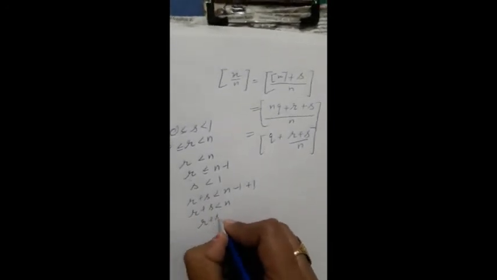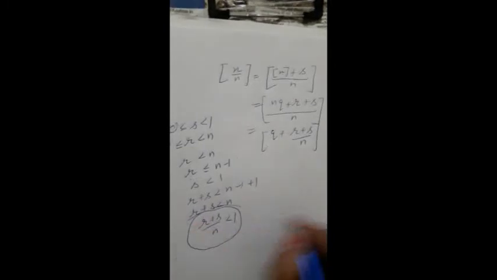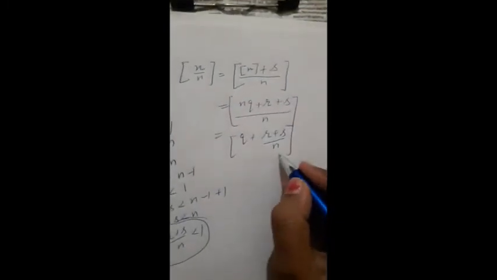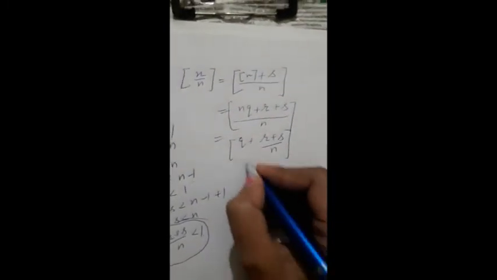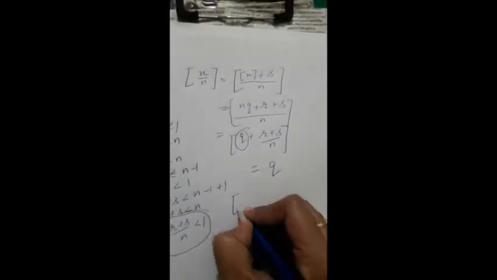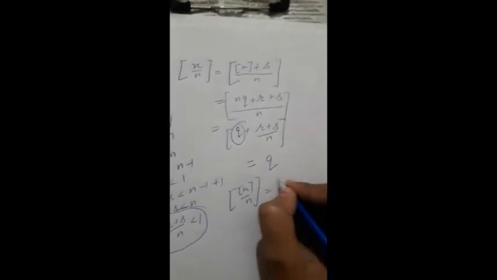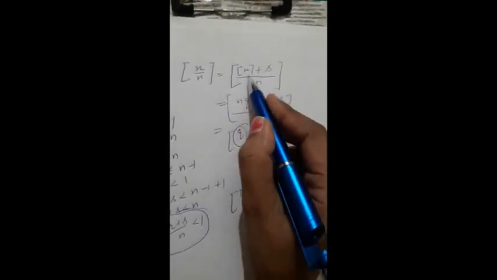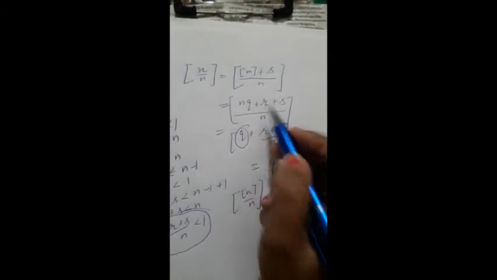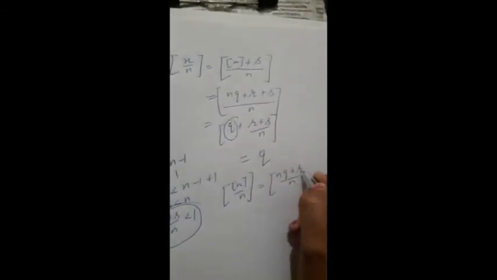That means r plus s by n is less than 1. So it is a decimal number. That means it is the fractional part. So what is the integer in it? Its integer is q. Also greatest integer x upon n. The value we have written here for greatest integer x is nq plus r. nq plus r upon n.